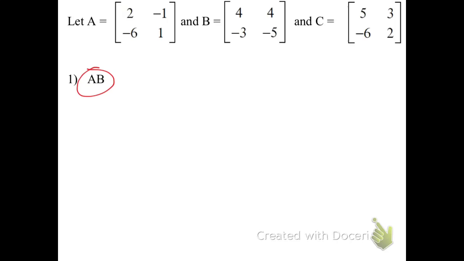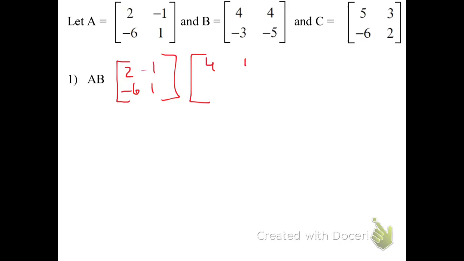So first we're trying to get AB. So you gotta take matrix A, which is 2, -1, -6, 1, and you're timesing it by B. That's 4, 4, -3, -5. Okay? So we gotta multiply this again. Remember, matrix multiplication is weird. You gotta do each row times each column.